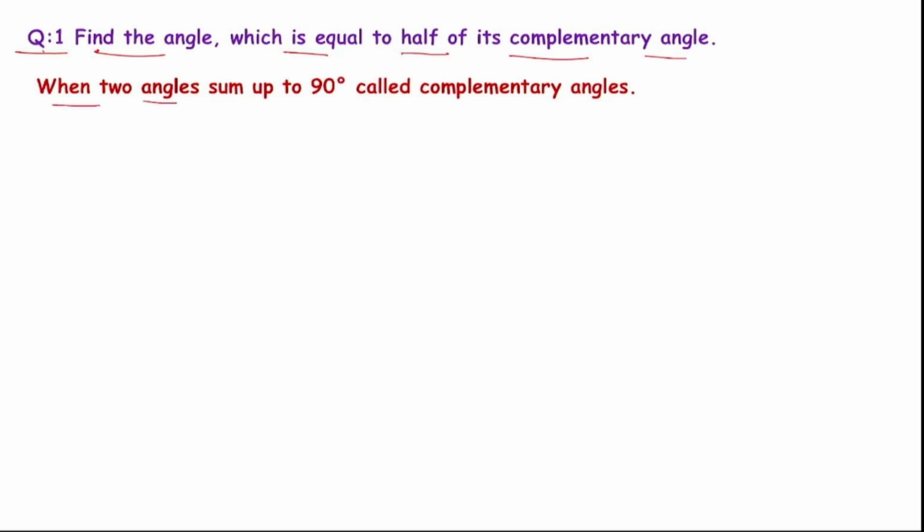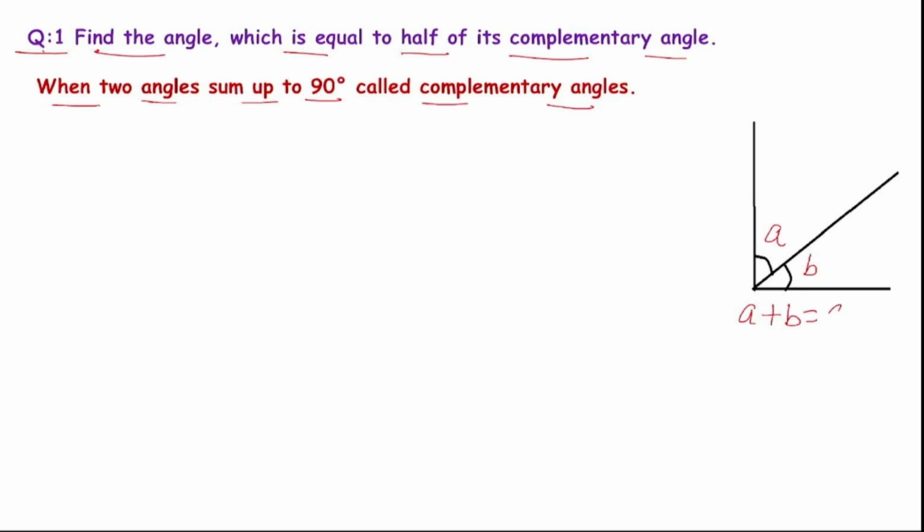When two angles sum up to 90 degrees, they are called complementary angles. Here I have taken one 90-degree figure. Let's say this is A, this is B. So A plus B equals 90. Therefore, A and B are complementary angles. Now assume A is equal to X. So B will be X over 2 because it is asked in the question.